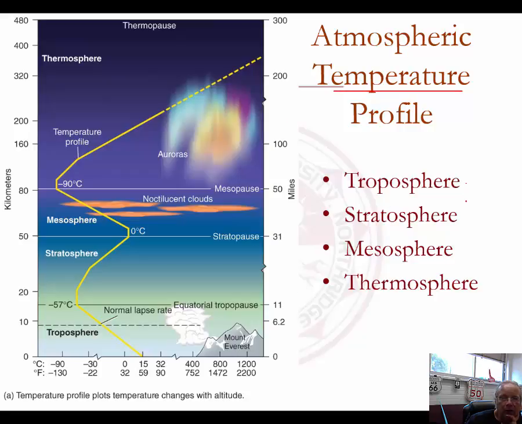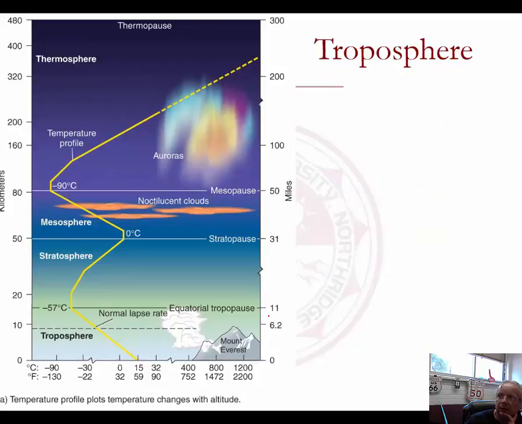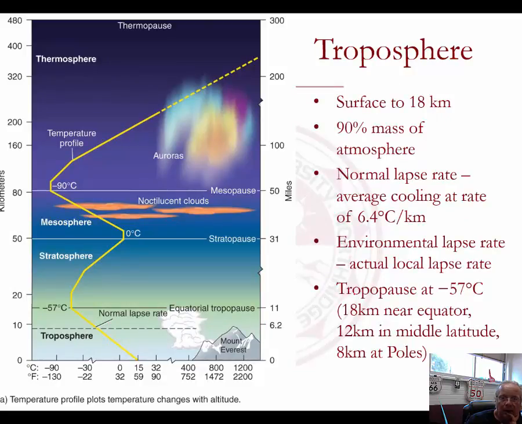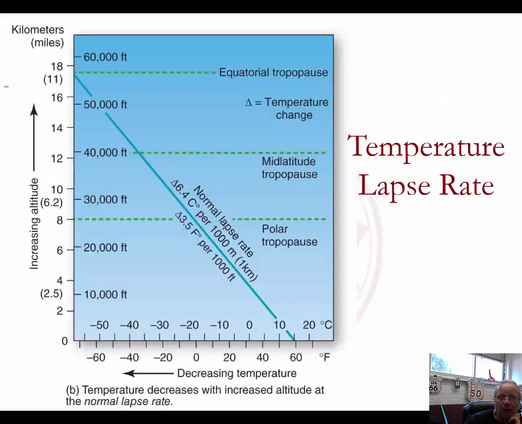There are 4 zones where the temperature behaves differently in the atmosphere. Of course, the most important one is the troposphere. This is where we live, down here below about 50,000 feet. In the troposphere, you're going to notice that the temperature gets lower, about 6.4 degrees Celsius per kilometer, and this is called either the normal lapse rate or the environmental temperature lapse rate.